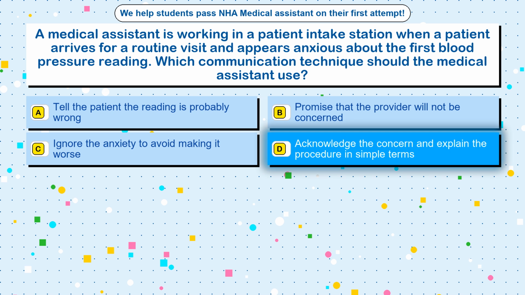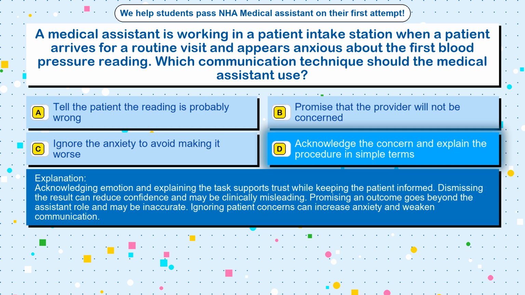Acknowledge the concern and explain the procedure in simple terms. Acknowledging emotion and explaining the task supports trust while keeping the patient informed. Dismissing the result can reduce confidence and may be clinically misleading. Promising an outcome goes beyond the assistant role and may be inaccurate. Ignoring patient concerns can increase anxiety and weaken communication.